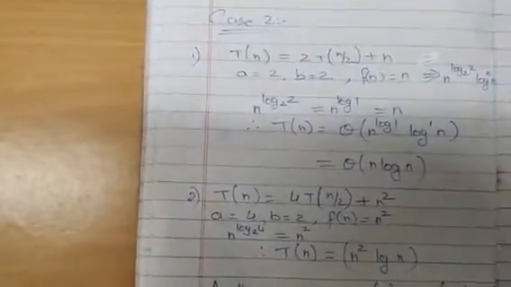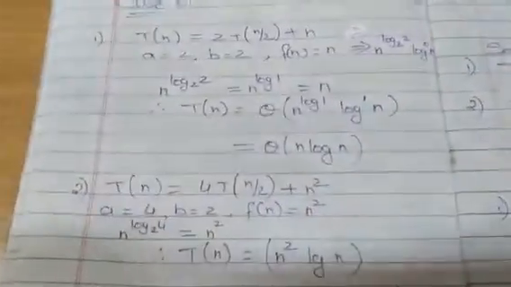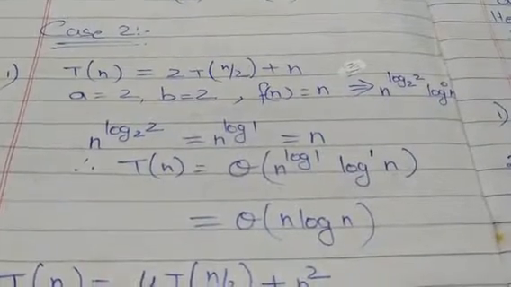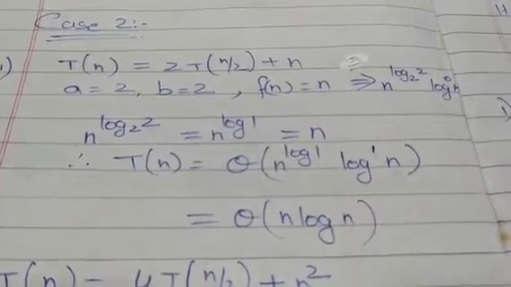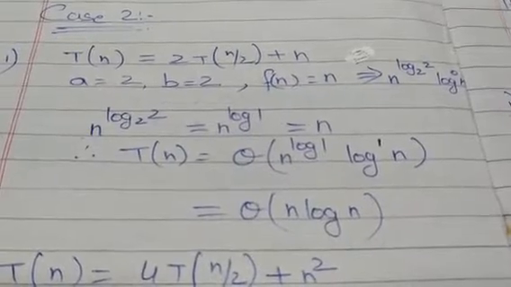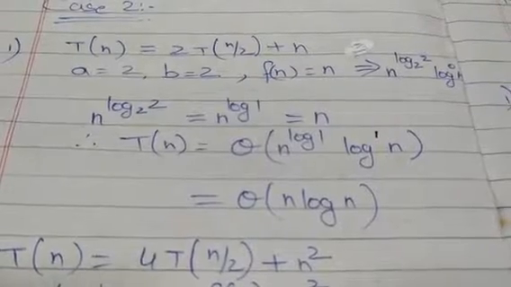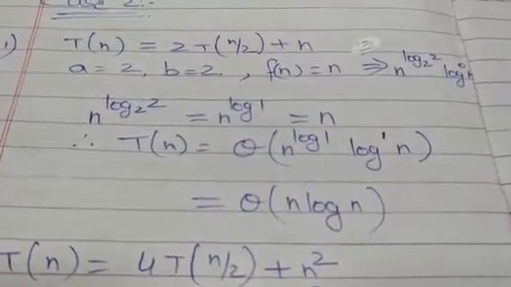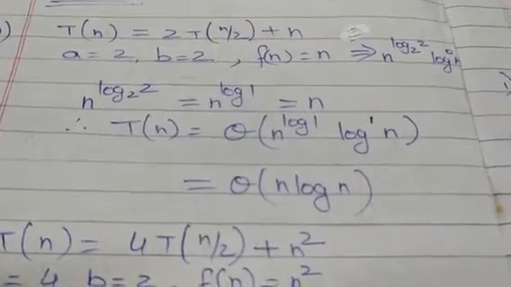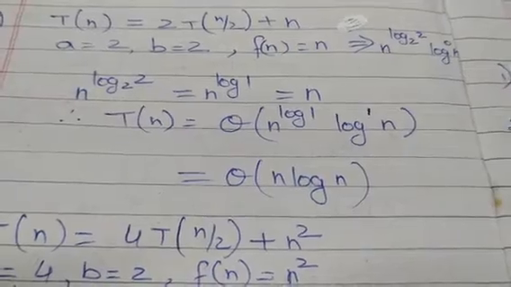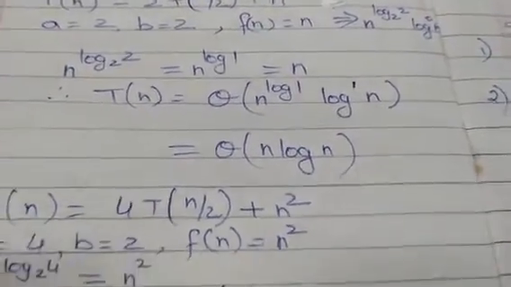Now, coming to case 2. In case 2, T of n is equal to 2T n by 2 plus n. a is equal to 2, b is equal to 2, f of n is equal to n. Solving the same way, you will find n raised to log 2 to the base 2 comes to n. Therefore, it is case 2. In that, T of n is equal to theta n log n to the power of 1. Okay, so that is the value.